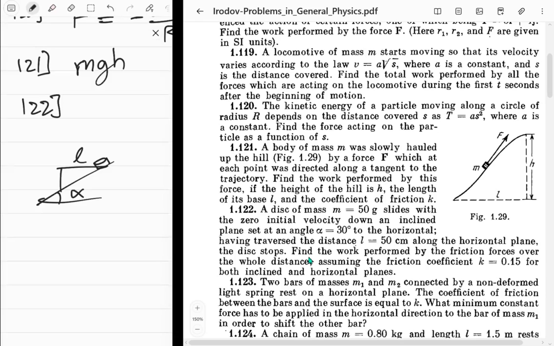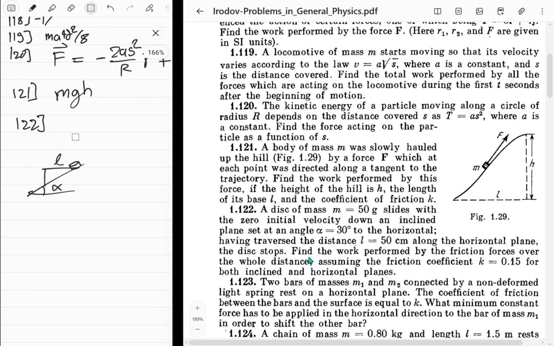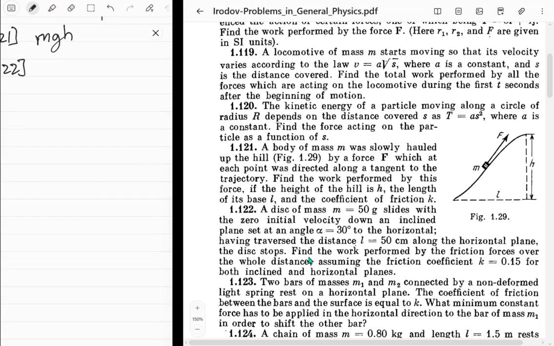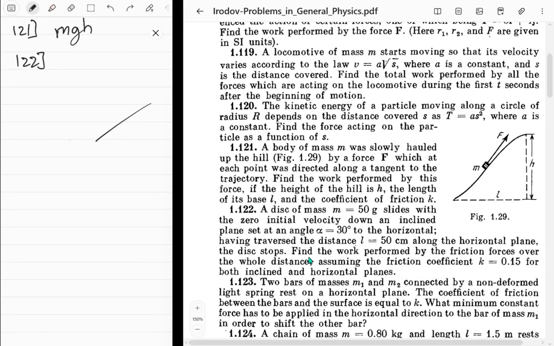Oh, I think there is a physical horizontal plane that they're talking about. Not just an abstract horizontal XY. No, it's an actual plane like this, and both of these have the same friction coefficient. I think that's what they mean.